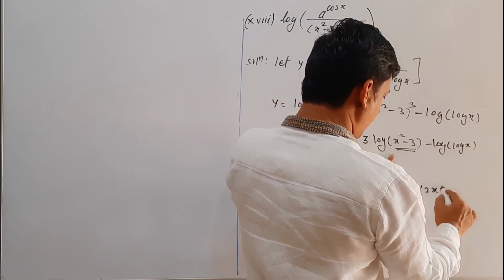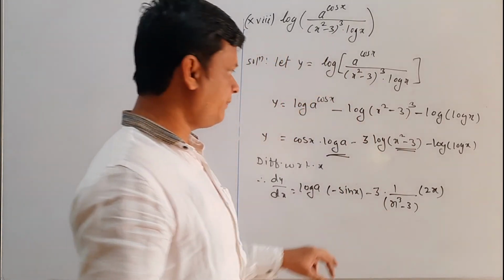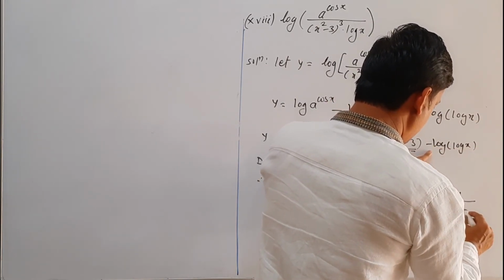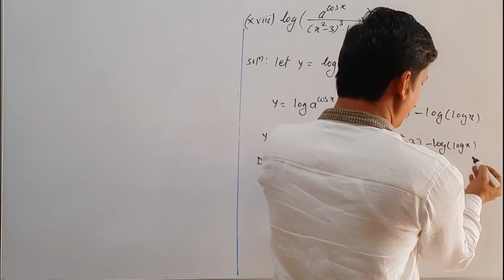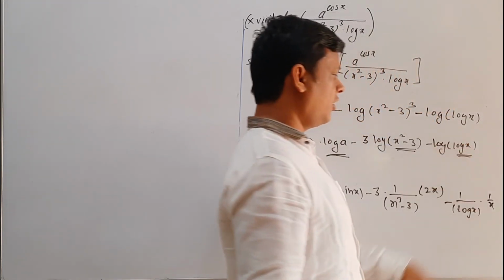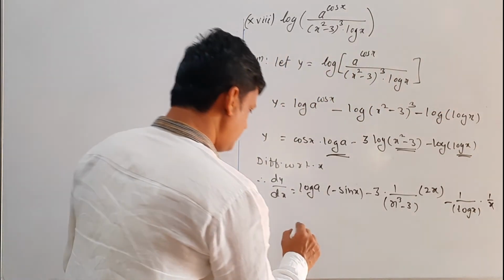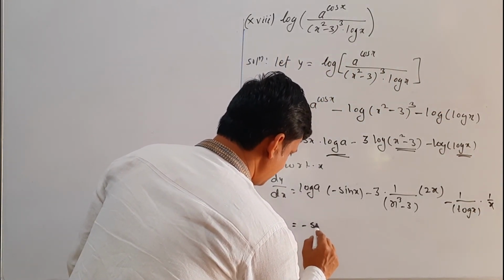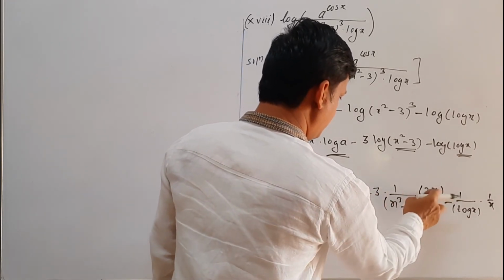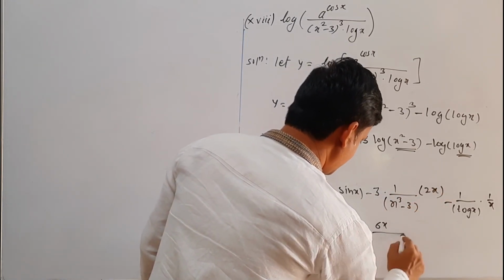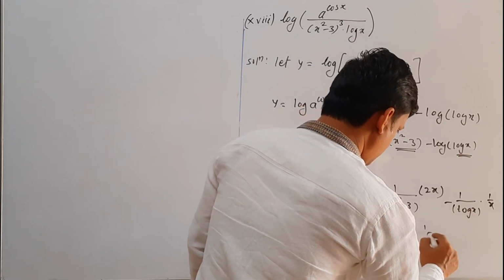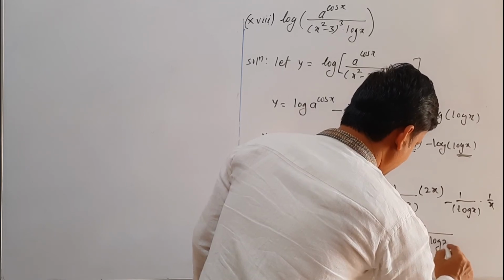The derivative of x cube is 3 x square, and the derivative of 3 is 0. Then minus the derivative of the outer function log, which is 1 upon log x, and then we have to find the derivative of the inner function log x. The derivative of log x is 1 by x. So we write the first term as minus sin x into log a. Here 3 into 2 we get 6. So we write here minus 6x upon x cube minus 3 minus 1 upon x log x.